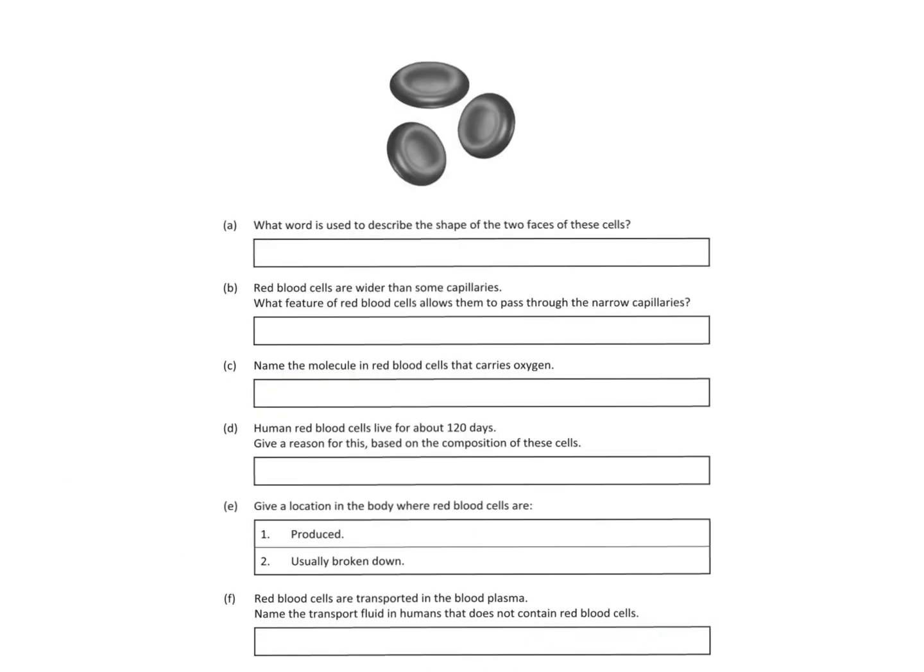So we're going to have a quick look at an exam question here then. This one was all to do with blood cells, and the first question says, what word is used to describe the shape of the two faces of these cells? So it's going to be biconcave. They're biconcave discs. If you wanted to talk about one singular face, that would be concave. Because there's two of them, it's biconcave. Okay, so either one would be accepted there.